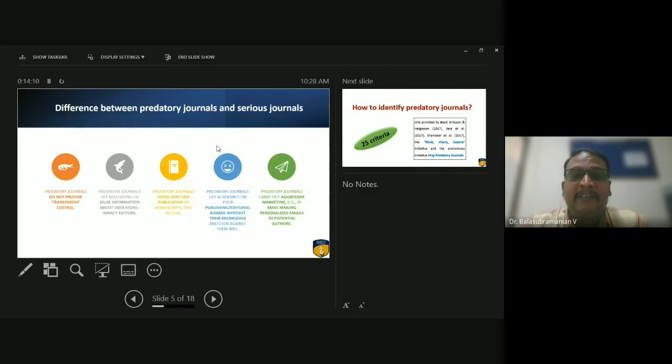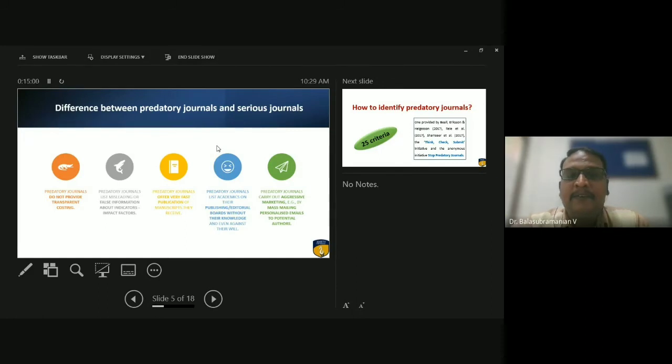Then they will just copy the editorial board from the standard journal and keep it on their website without the editorial board members knowing. They will be aggressively marketing. They will ask for money, they will personally send the mail to everyone, but a standard journal never asks. The standard journal never asks for publishing in their journal, unless it is a special issue, for a known person, or they can contact you if you are a field expert.